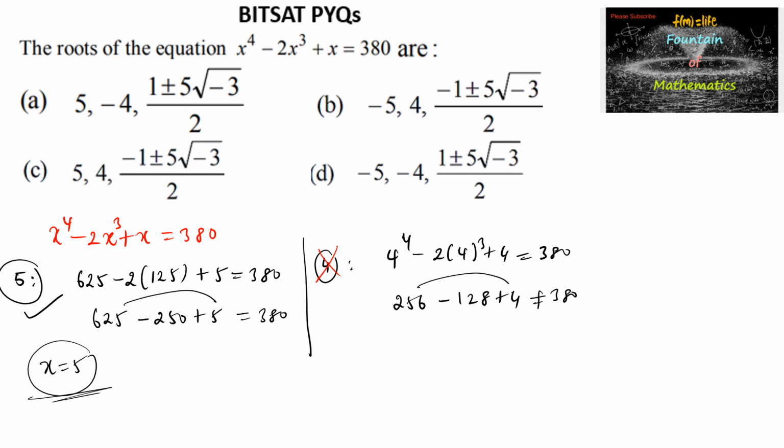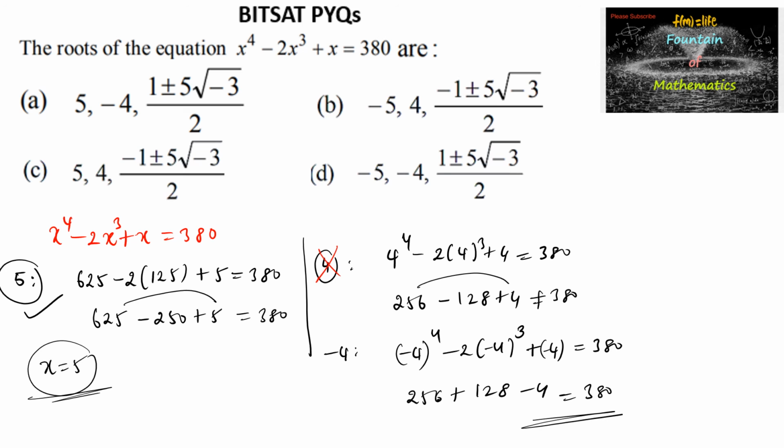So let us check with minus 4. So minus 4 whole to the power 4, minus 2 times minus 4 whole power 3, plus minus 4 is equal to 380. We have to check. So that is 256, and here it comes plus 128 and again minus 4. So we'll be getting 256 minus 4 is 252, plus 128 is 380. So we can confirm that minus 4 is a root. So x is equal to 5 and x is equal to minus 4, these are the two roots we are getting.